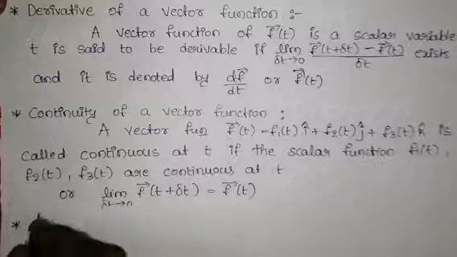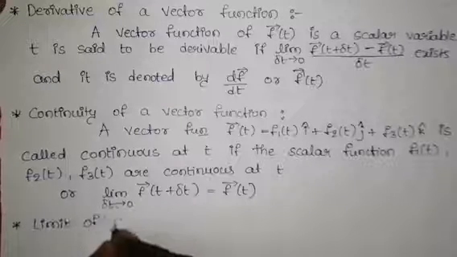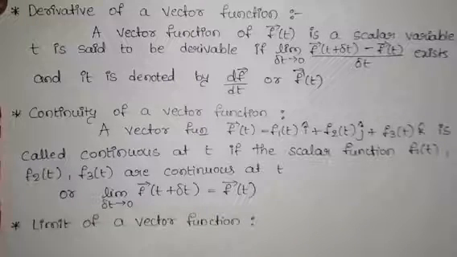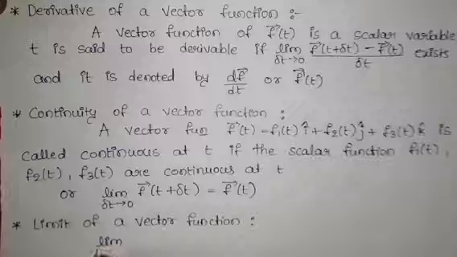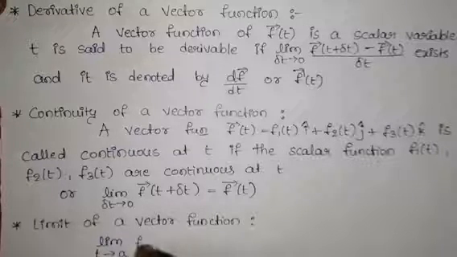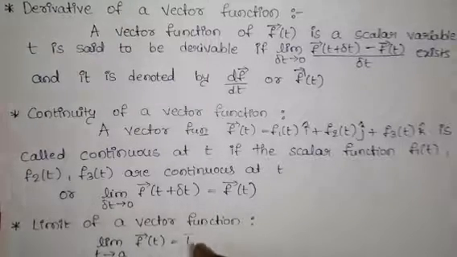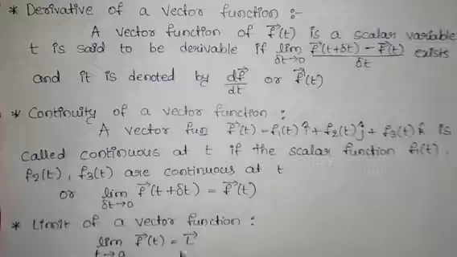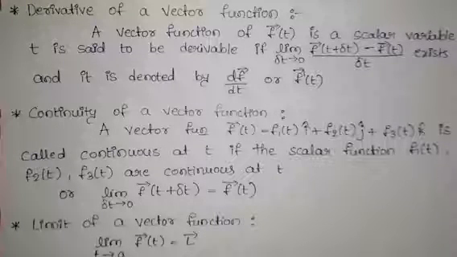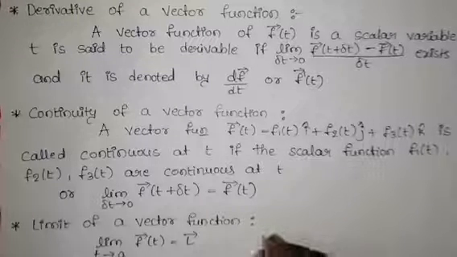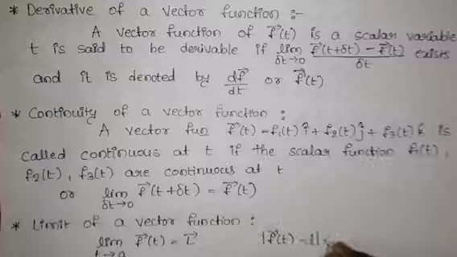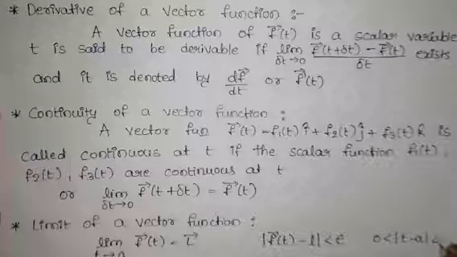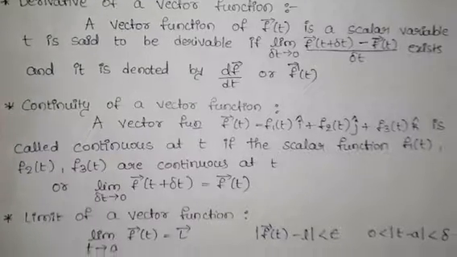In the previous video we had discussed the limit of a vector function, and that can be defined as: limit t tends to a of vector f of t equal to vector l. That is, vector function f of t is said to tend to a vector l when t tends to a, if for given epsilon greater than 0, there exists a delta greater than 0 such that mod of vector f of t minus l is less than epsilon whenever 0 is less than mod t minus a is less than delta. So this is our required condition for the limit of a function.